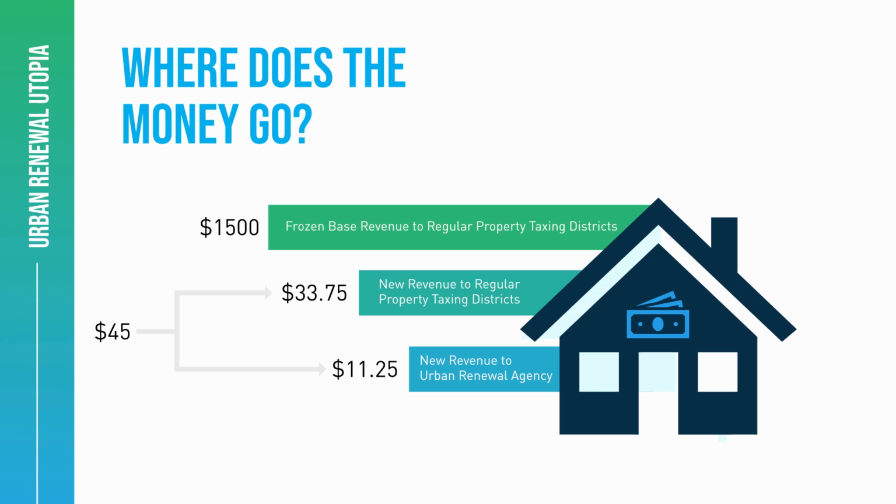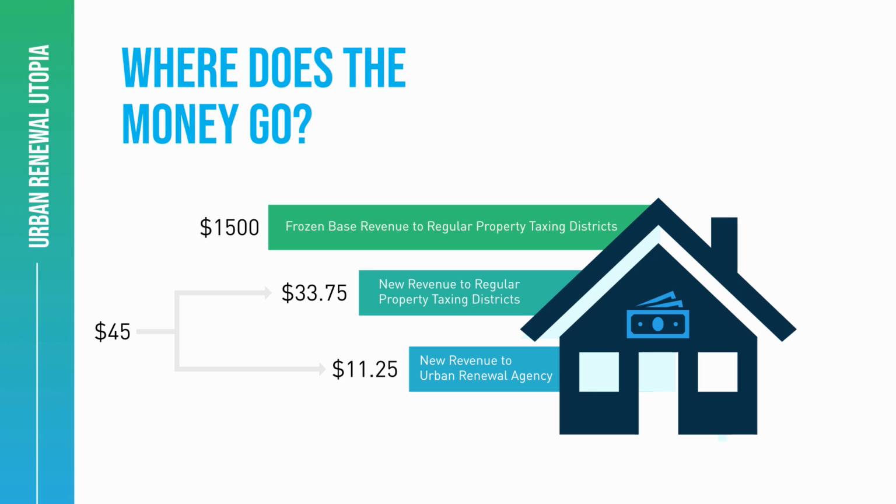Instead of the entirety of the $45 going strictly to the regular taxing districts, each house in the city limits will contribute $11.25 of new property tax revenue to the Urban Renewal Agency. They will also contribute $33.75 to the regular property taxing districts. If there was no Urban Renewal Agency, the full $45 would be distributed amongst the regular property taxing jurisdictions.